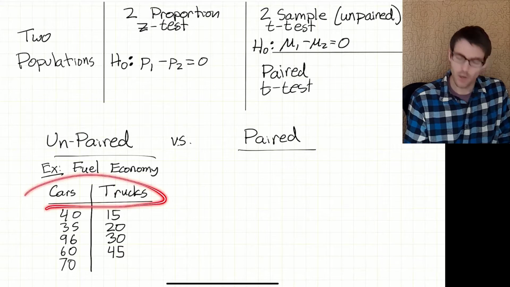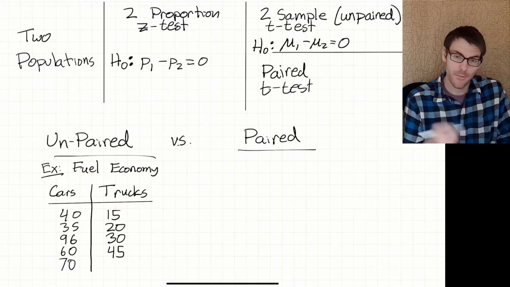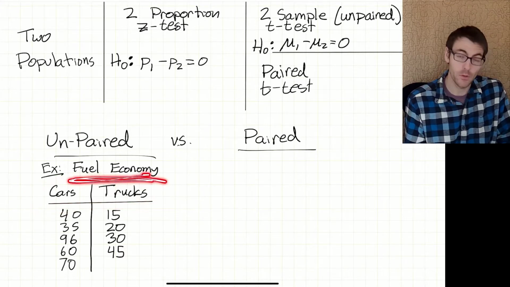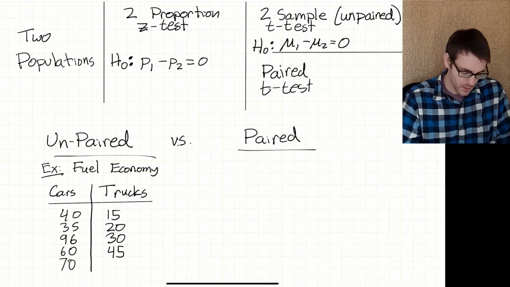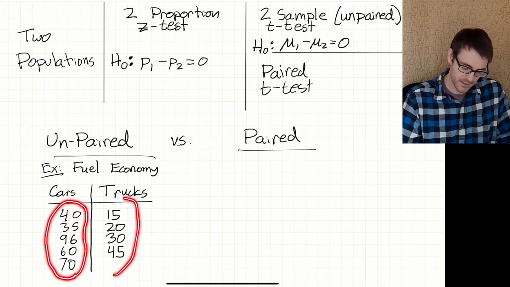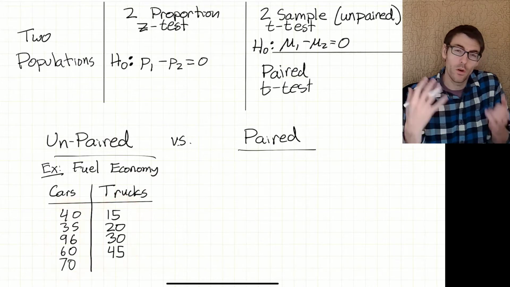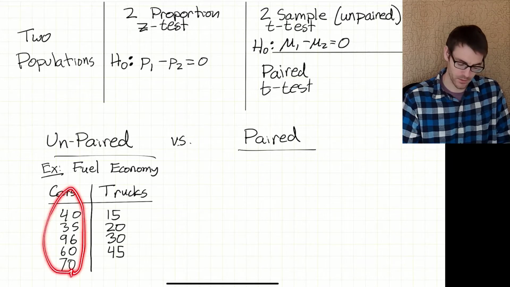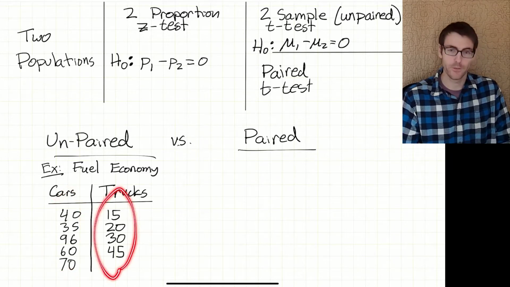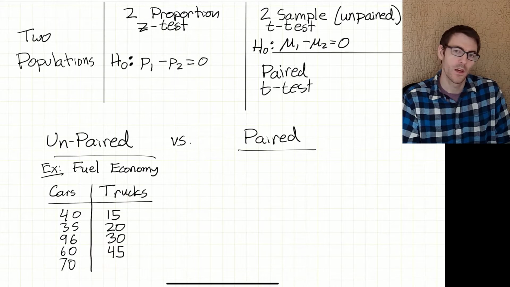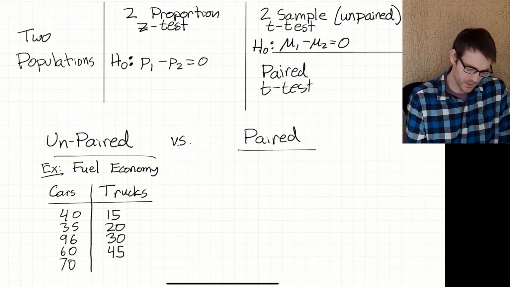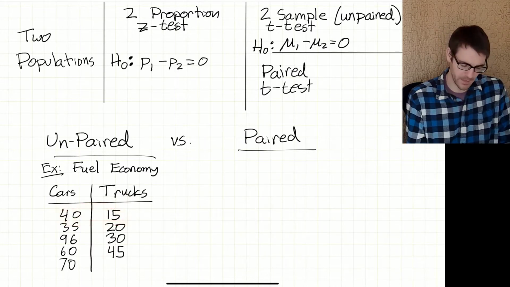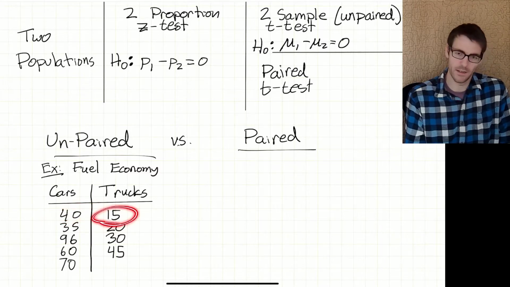Let's take the cars versus trucks example. If the variable that we're measuring is the fuel economy, let's say in miles per gallon, we could have some data set of cars and some data set of trucks. And what we're concerned with is, what is the average fuel economy amongst the cars compared to the average fuel economy amongst the trucks? This is unpaired in a sense because each row doesn't necessarily mean anything. Car 1 isn't related to truck 1 in any way.